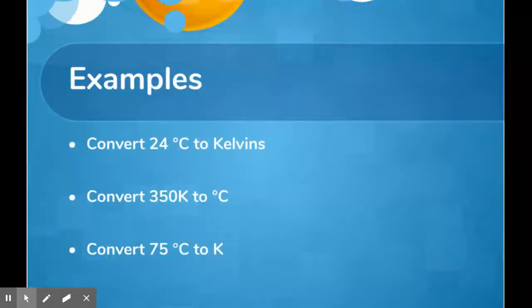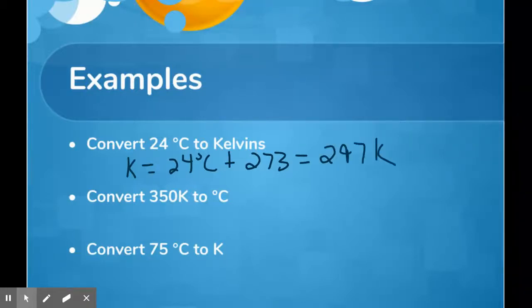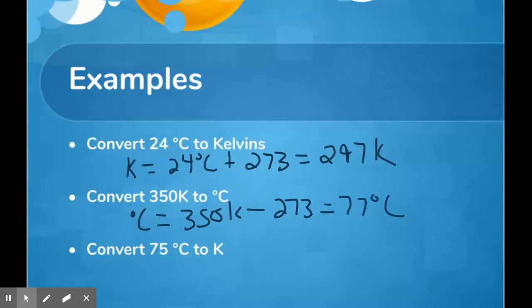So here are some examples. Convert 24 degrees Celsius to Kelvin. So Kelvin equals 24 degrees Celsius plus 273. That gives us 297 Kelvin. The second example says convert 300 Kelvin to degrees Celsius. So we're looking for degrees Celsius, so we do 350 Kelvin minus 273, and that gives us 77 degrees Celsius.